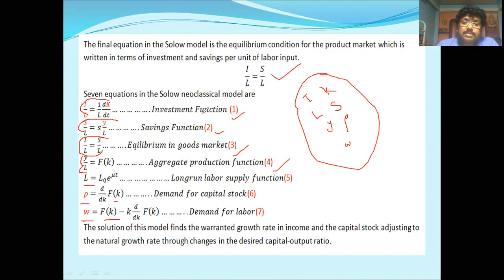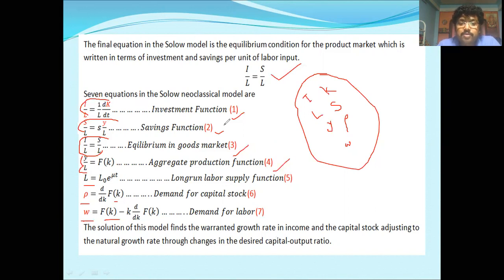So there are 7 equations and there are 7 unknowns. So no problem is there. So these equations can be solved, and by solving these equations, we can get the warranted rate of growth that is adjusted to the natural rate of growth by changing the factor prices, by changing the real rate of interest, by changing the real wage rate.